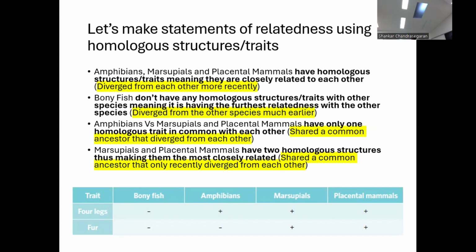But you have to indicate that their divergence happened very recently because they still share a lot of homologous structures. Okay, that is the key way to do it here. But one thing to note is this is for constructing using homologous structures. But questions might ask you, why are homologous structures no longer the standard to construct phylogenetic trees?